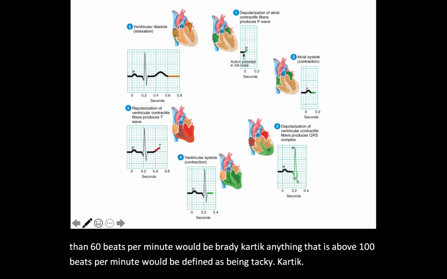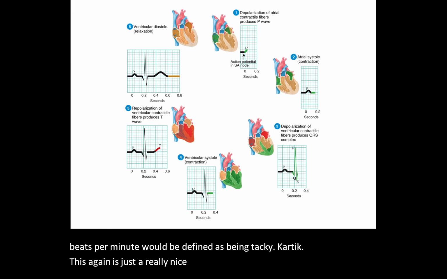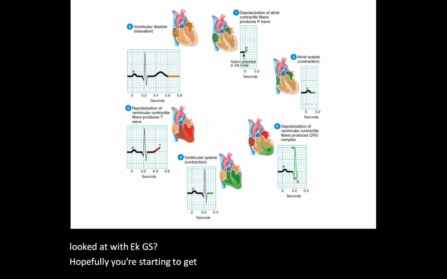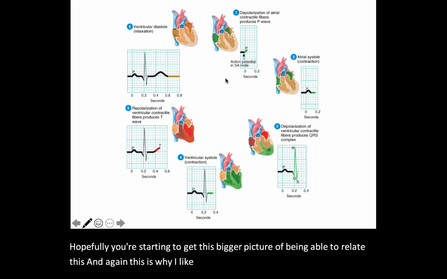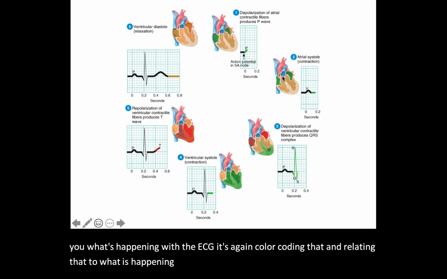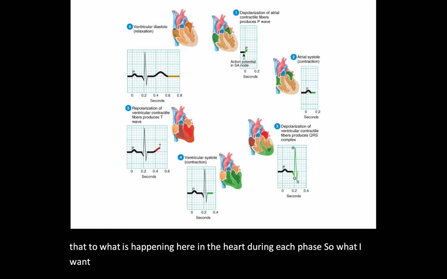This again is just a really nice summary image of everything that we have looked at with EKGs. Hopefully you're starting to get this bigger picture of being able to relate this. And again, this is why I like this diagram, because it's not only showing you what's happening within the EKG, it's again color coding that and relating that to what is happening here in the heart during each phase. So what I want you to get is this mental image of, and what I want you to be able to describe, stand in front of a mirror and go through this process.